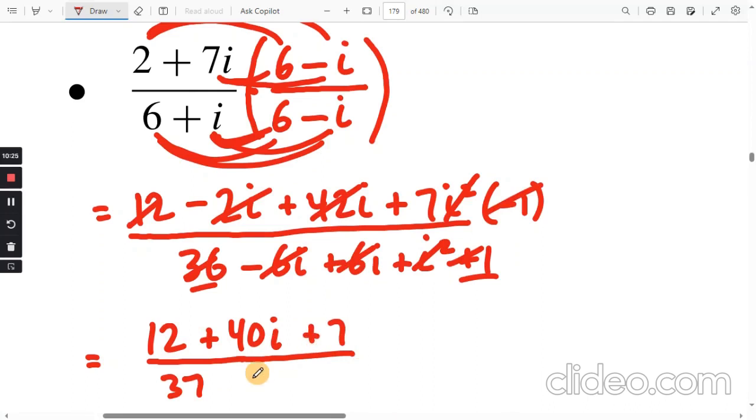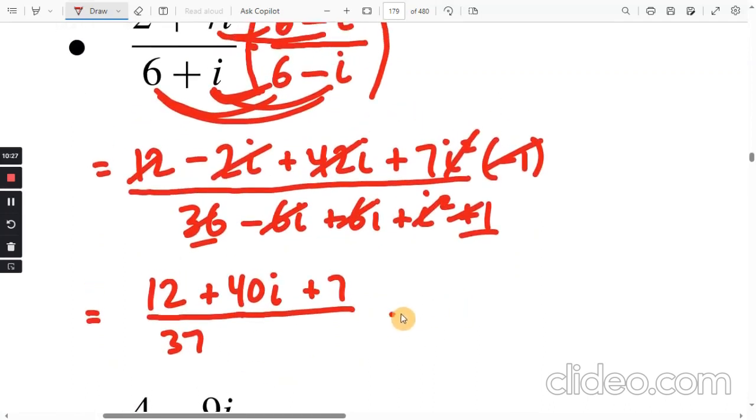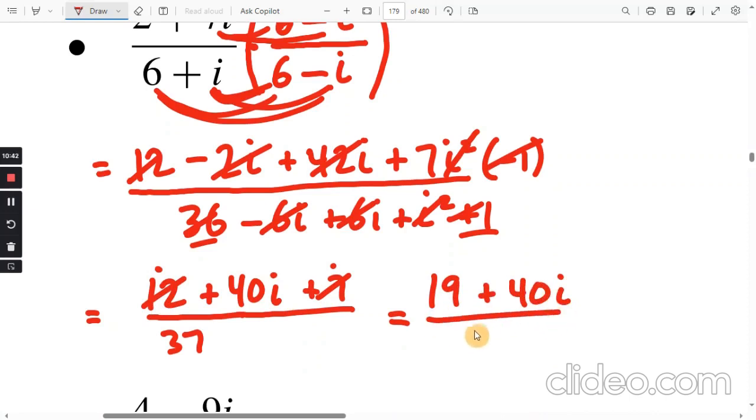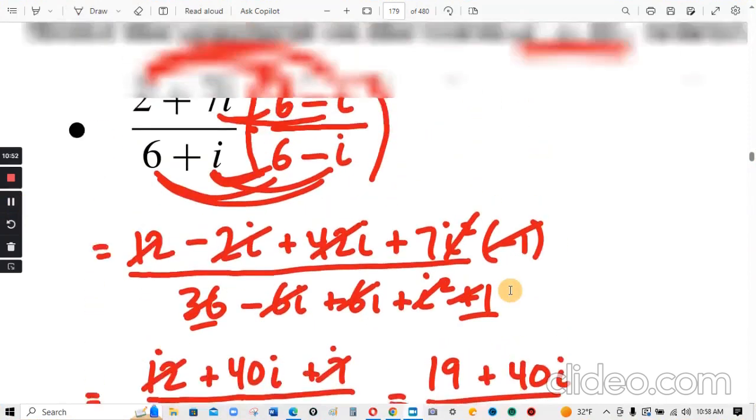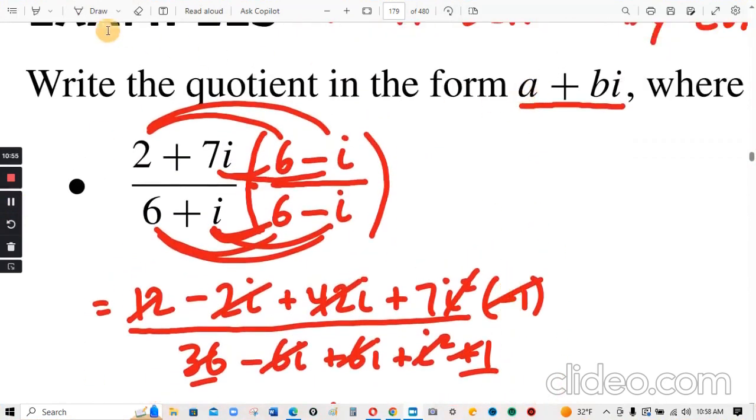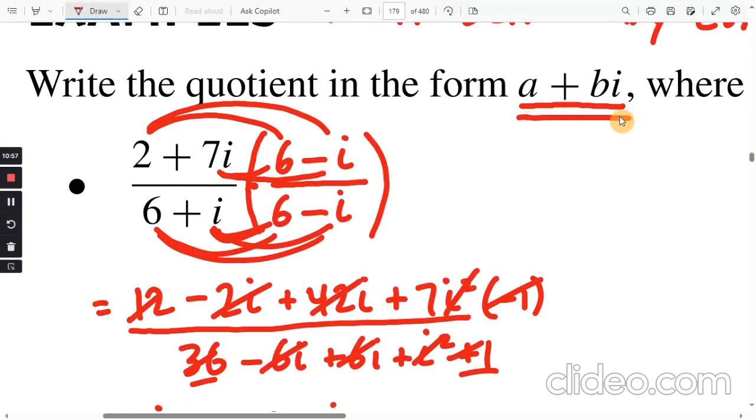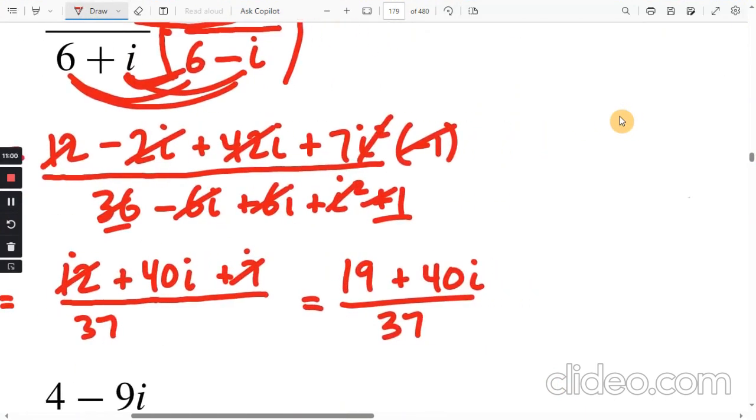You can really do this all in one step if you want. But the last step is going to be combine like terms. 12 plus 7 is 19. 40i is left over. And that whole thing is divided by 37. Now, really that would be the final answer, but they did say they want it in the form of a plus bi. So we're technically supposed to break this up.